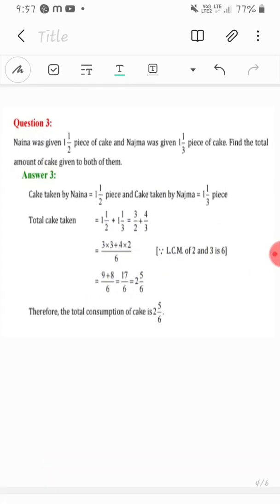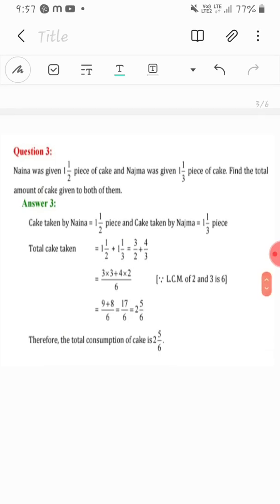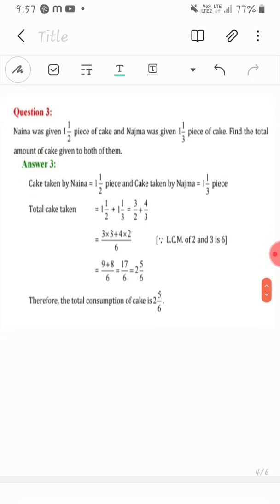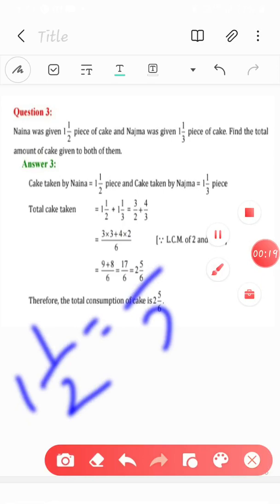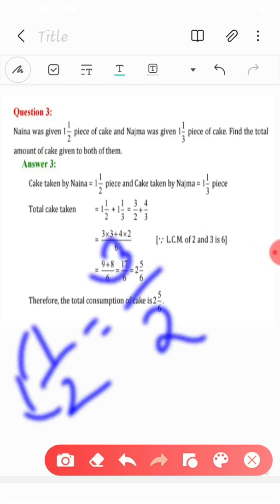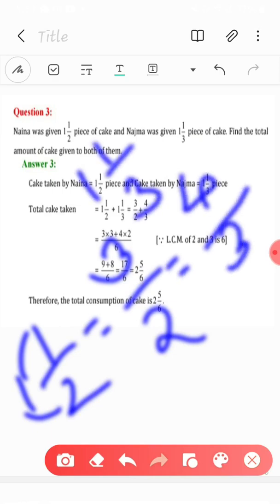Now question number 3. Nena was given 1 by 2 piece of cake and Nazma was given 1 by 3 piece of cake. Find the total amount of cake given to both of them. Obviously total is asked, so we have to add it. Since 1 1/2 is given, 1 1/2 will be what? 2. 2 into 1 is 2 plus 1, so it will be 3 by 2. And 1 1/3 will be what? 3 here. 3 ones are 3 plus 1, so 4 by 3.